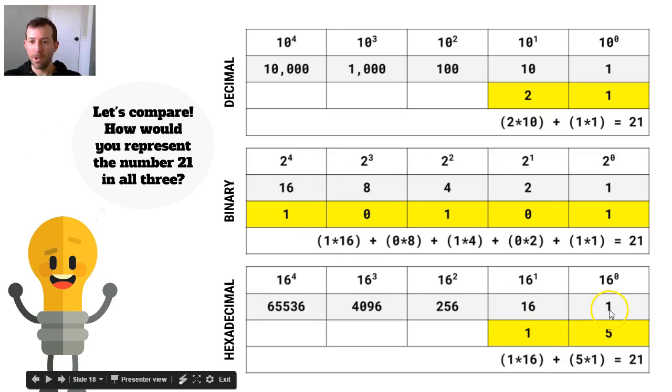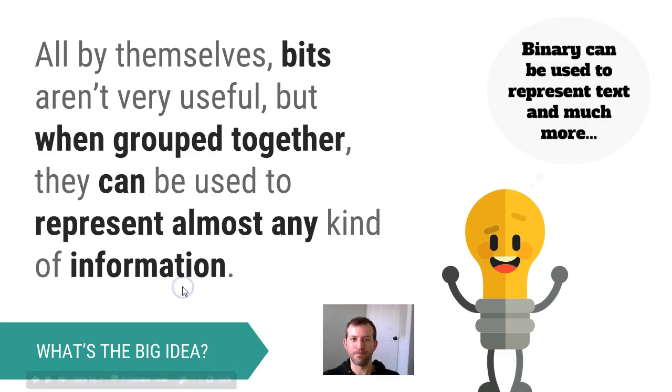In hexadecimal, because of the number of combinations that having 16 different symbols allows me, I go from 1 to 16 to 256, and it really increases very quickly. So you can represent information using different number systems, and it's very powerful. So remember, bits by themselves aren't very powerful, but what makes binary really shine is that when you string together a sequence of bits, you can represent almost any kind of information.